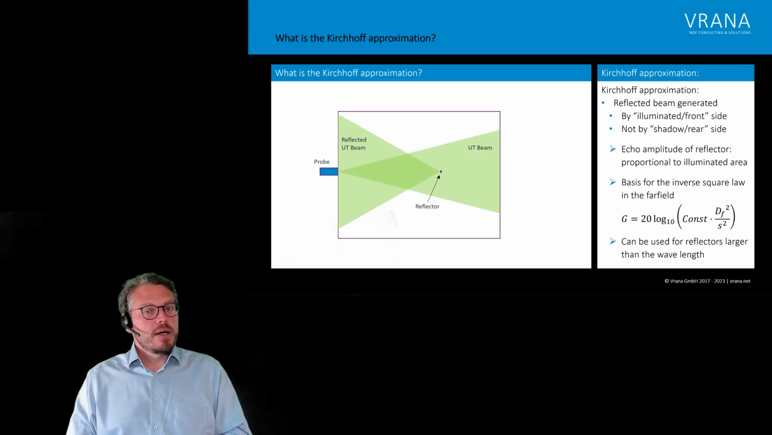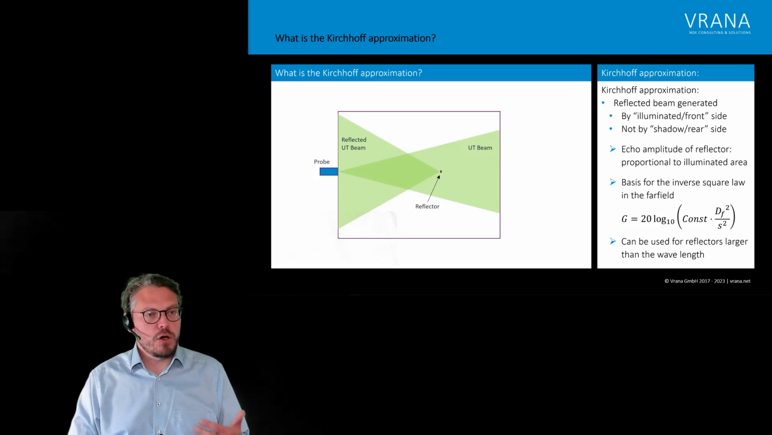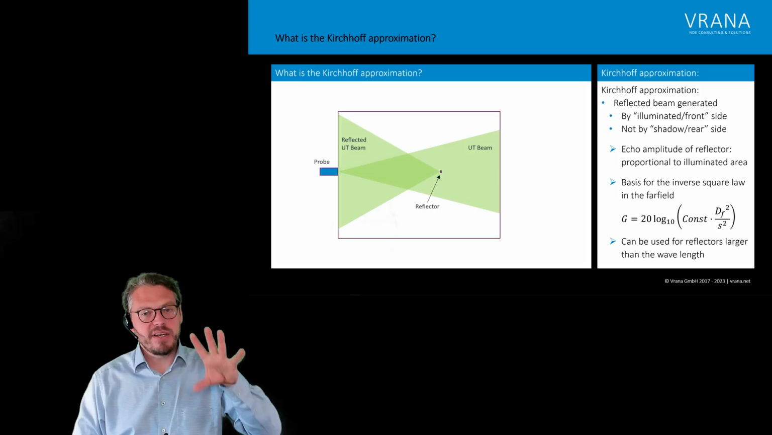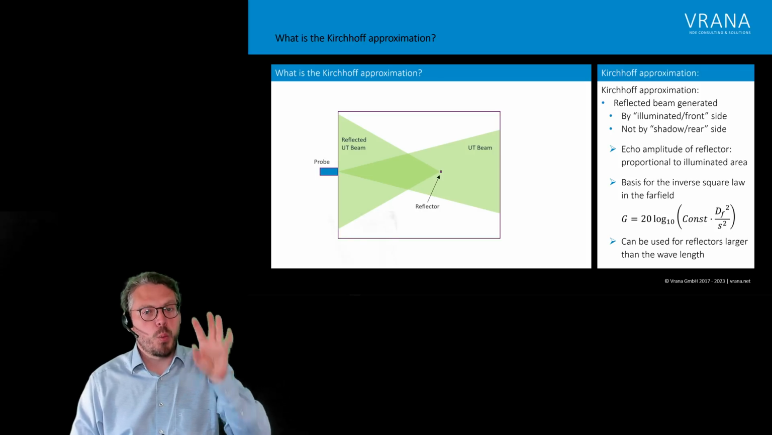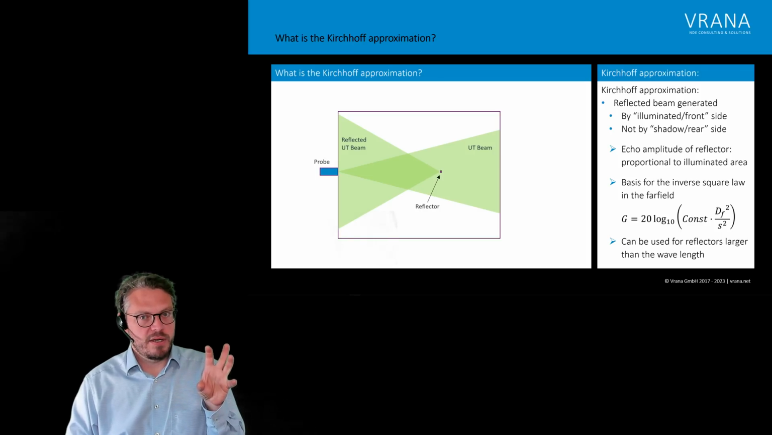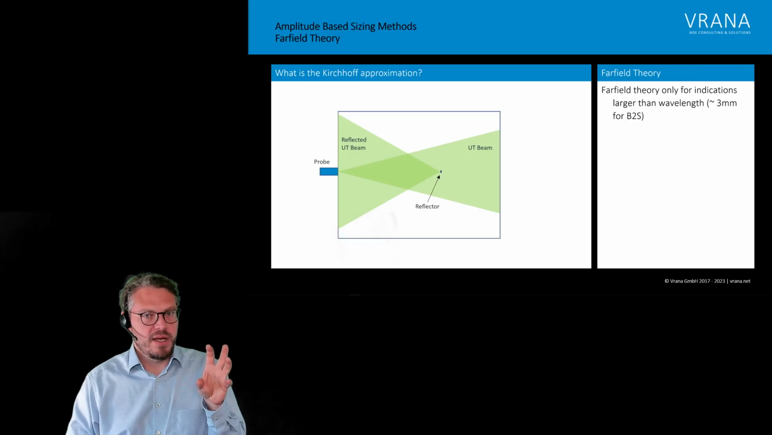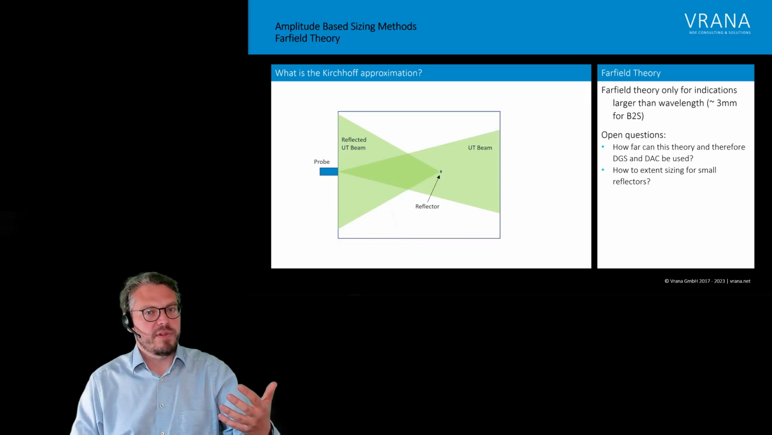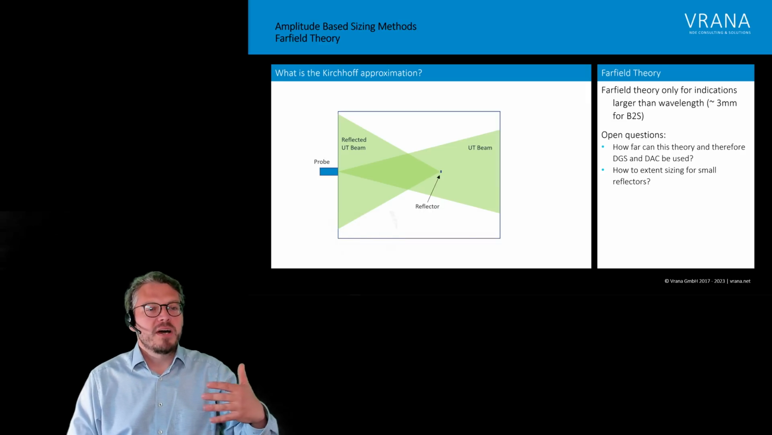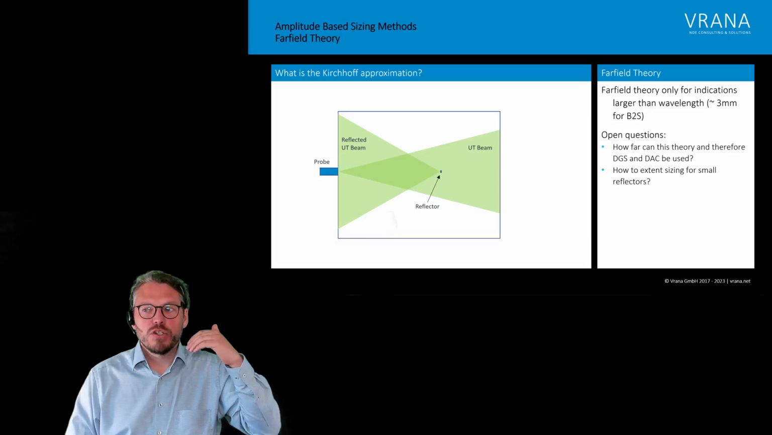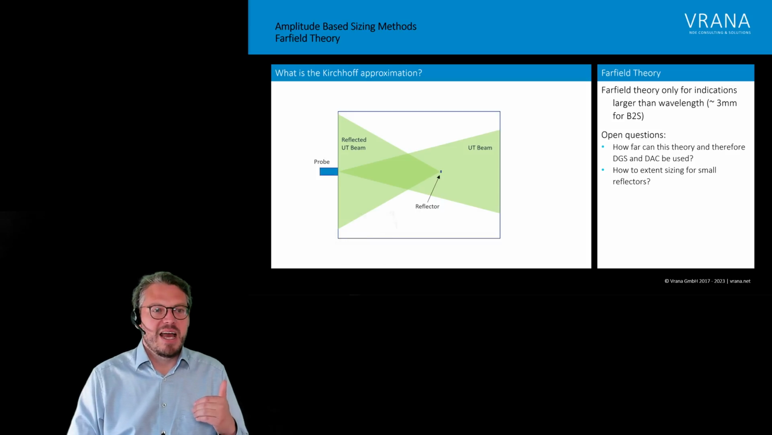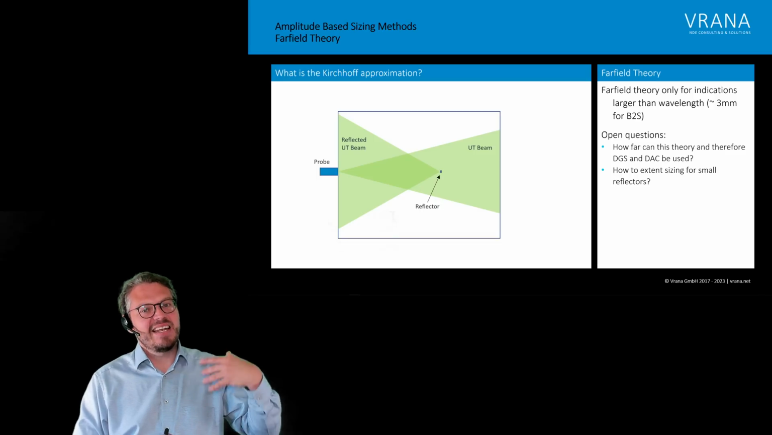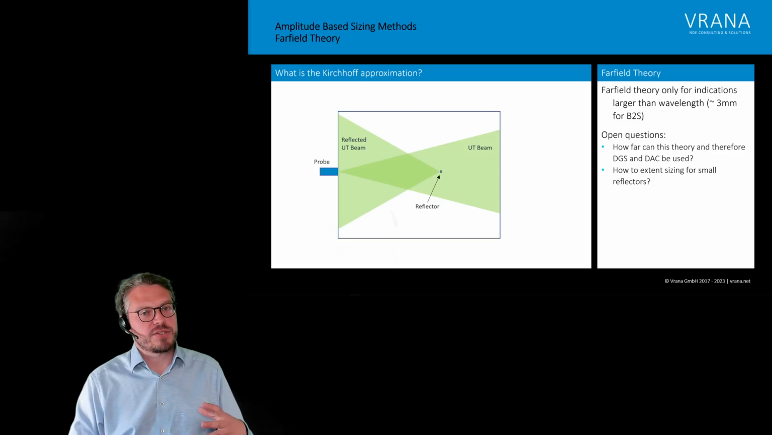And we know that Kirchhoff is true for indications larger than the wavelength. Within this video, we will see why this is the case. But for now, we know that it's only true for indications larger than the wavelength. So the question comes up: what's the case for smaller ones? And can we extend DAC and DGS for smaller indications?